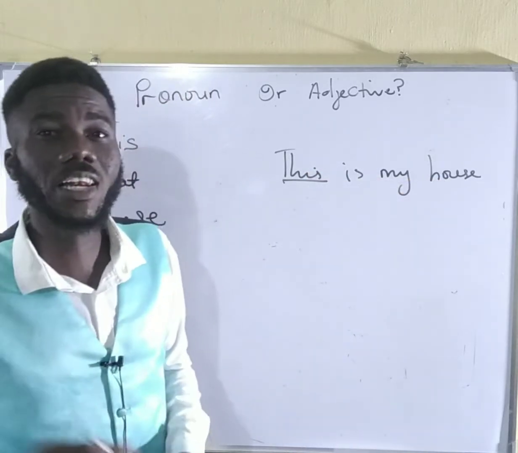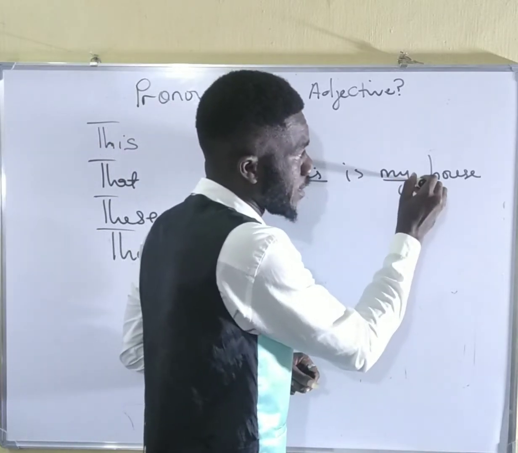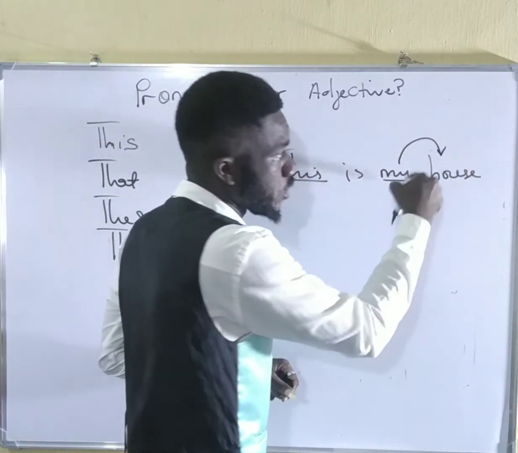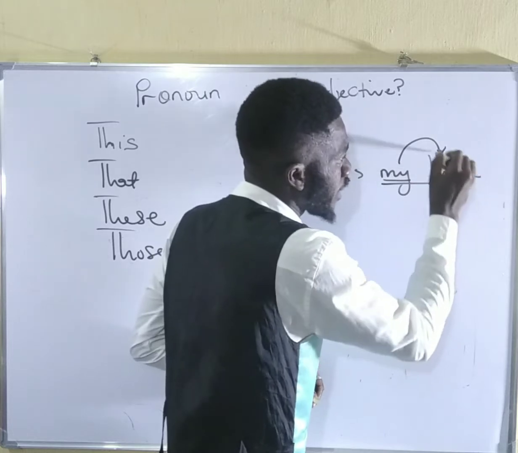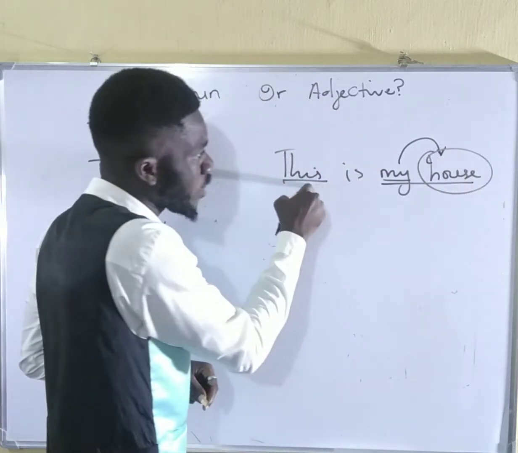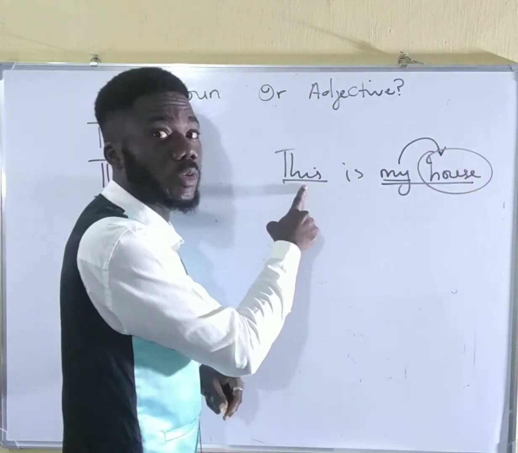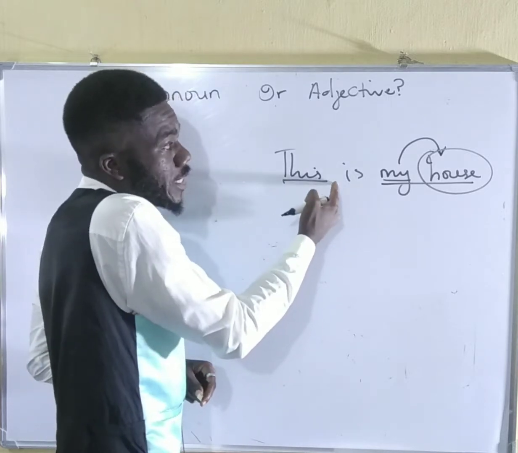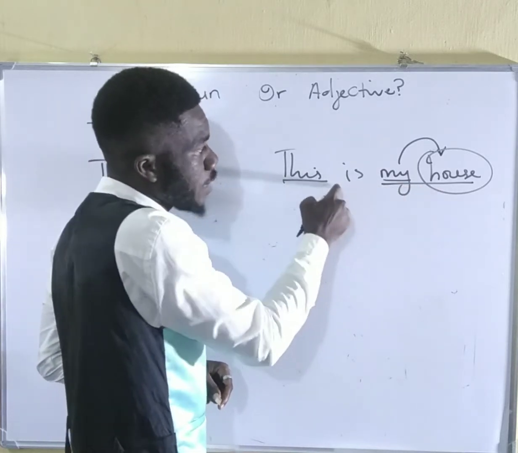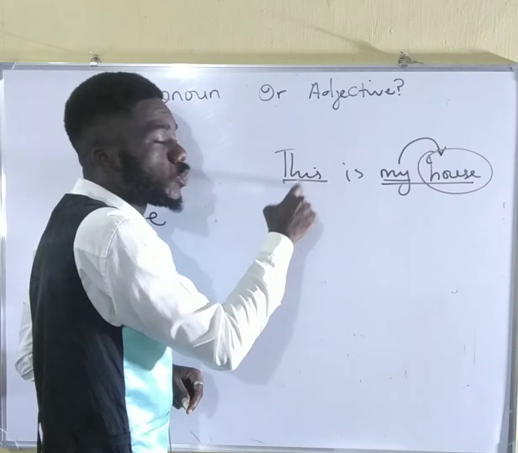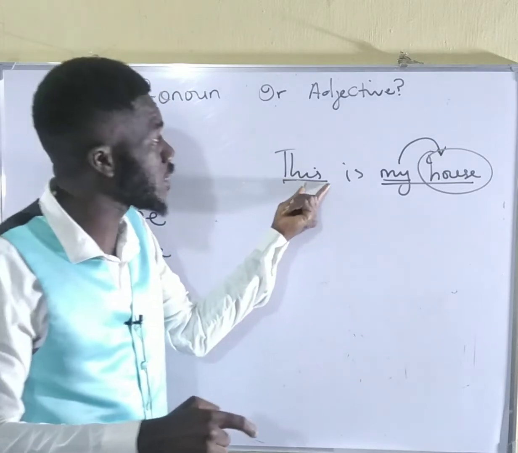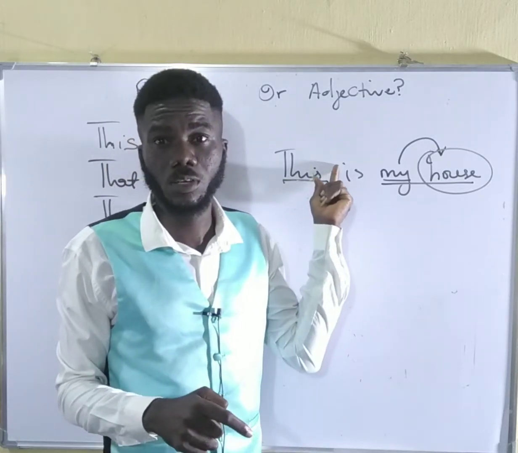Now, the only adjective here is this because the house is close to it. But take note that this word house is what this word this is also replacing. It is supposed to be this house is mine. If there had been house here, this would have become an adjective. But because there isn't, it becomes a pronoun.